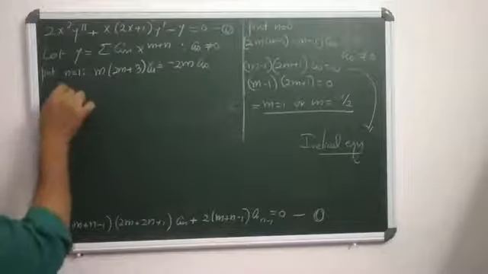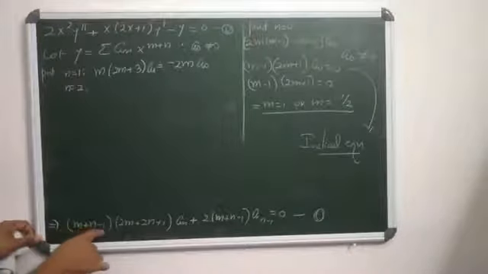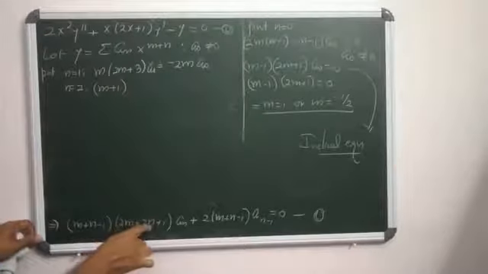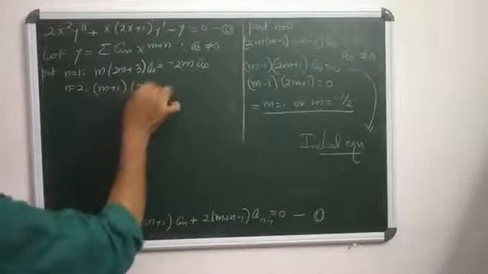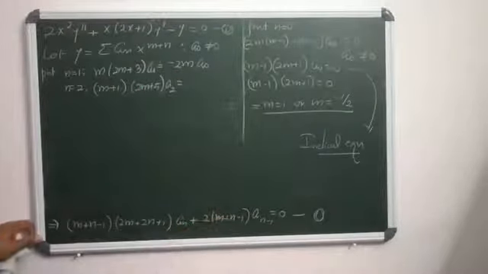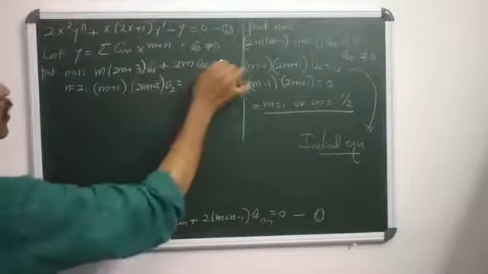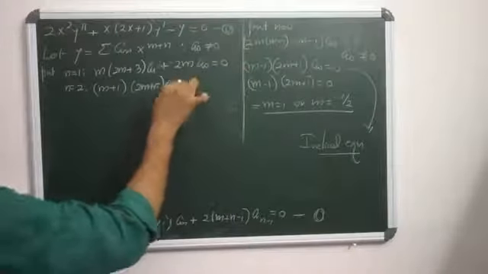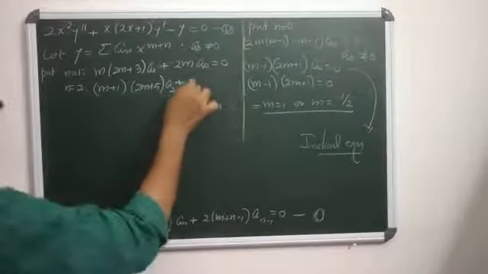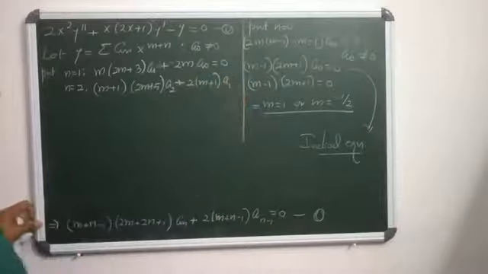When n equals 2, what happens here? m plus 2 minus 1, that is m plus 1, into 2m plus 5 into a2, plus 2 into m plus 1 into a1 equals 0.